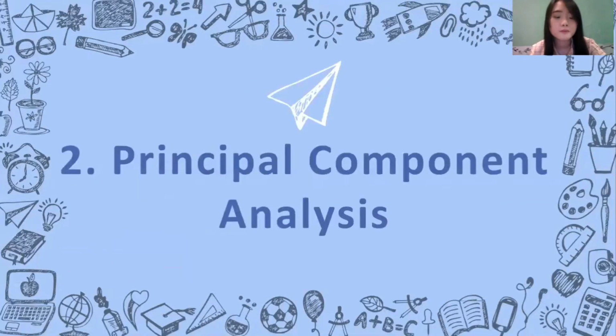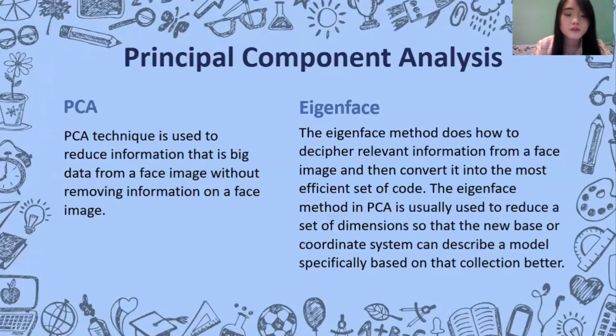Point 2, Principal Component Analysis. Based on the previous explanation, one of the PCA algorithms is eigenface. Here is a further explanation of PCA and eigenface. The PCA technique is used to reduce information from big data of a face image without removing information on the face image. The eigenface method deciphers relevant information from a face and then converts it into the most efficient set of codes.